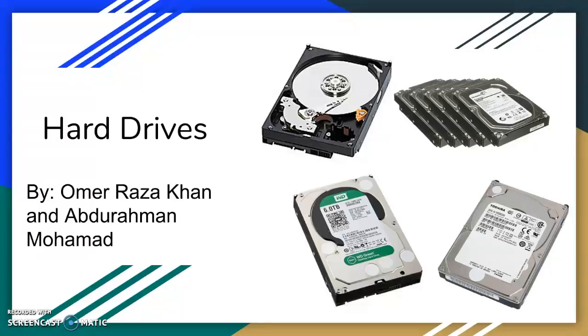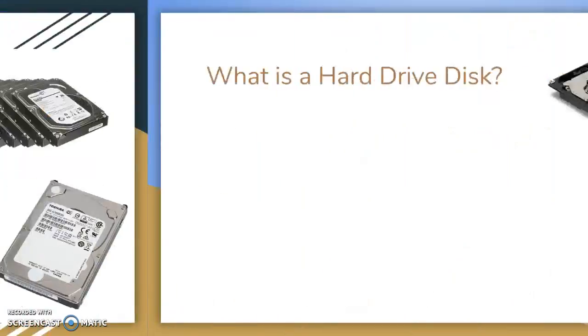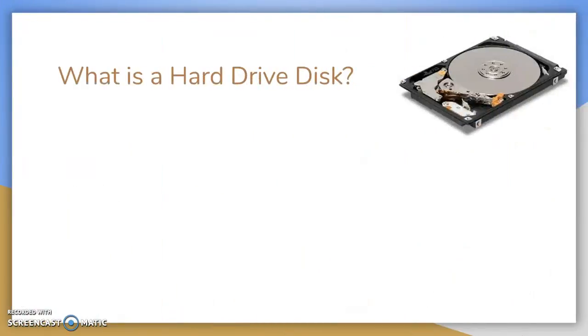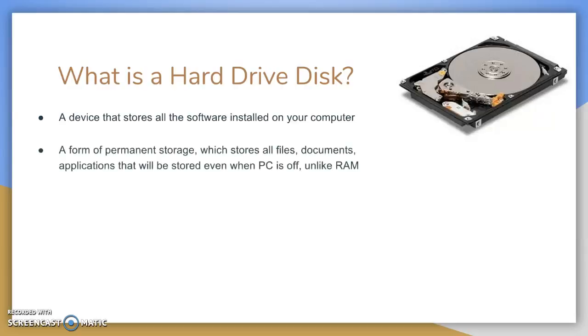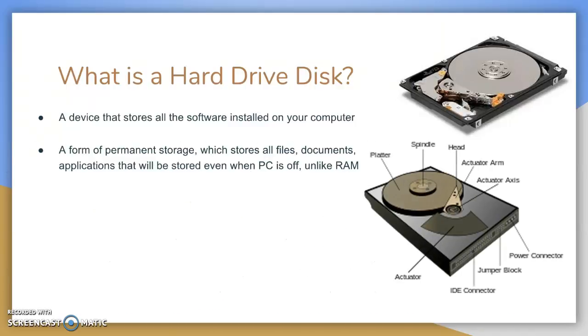Today we'll be talking about hard drives. A HDD, short for hard disk drive, is a physical component in a computer that serves as its memory. The hard drive stores all the software installed on your computer, your games, documents, pictures, videos, and anything else you can save. It is a permanent storage which remains stored even when your computer is turned off, unlike RAM, which is not permanent. A hard drive is mainly composed of four important parts.